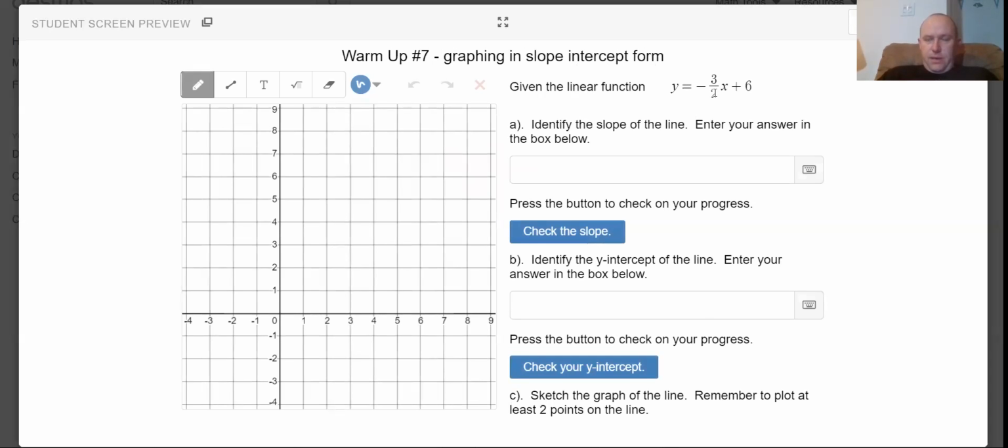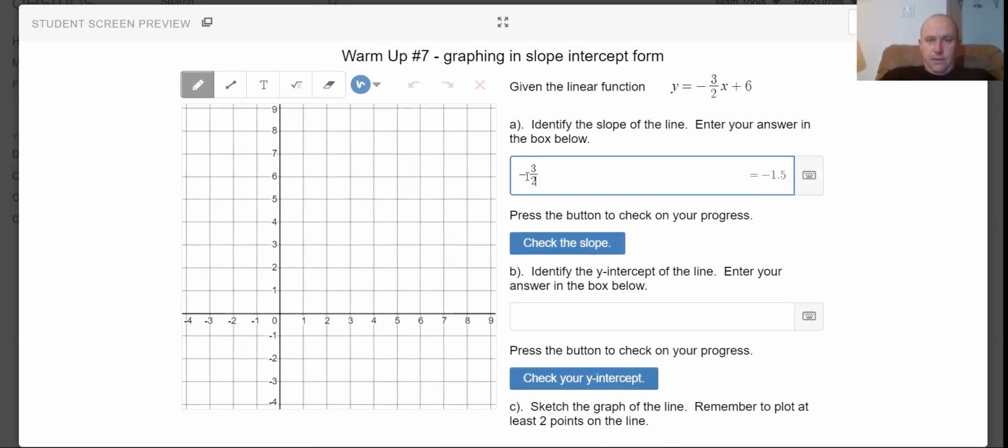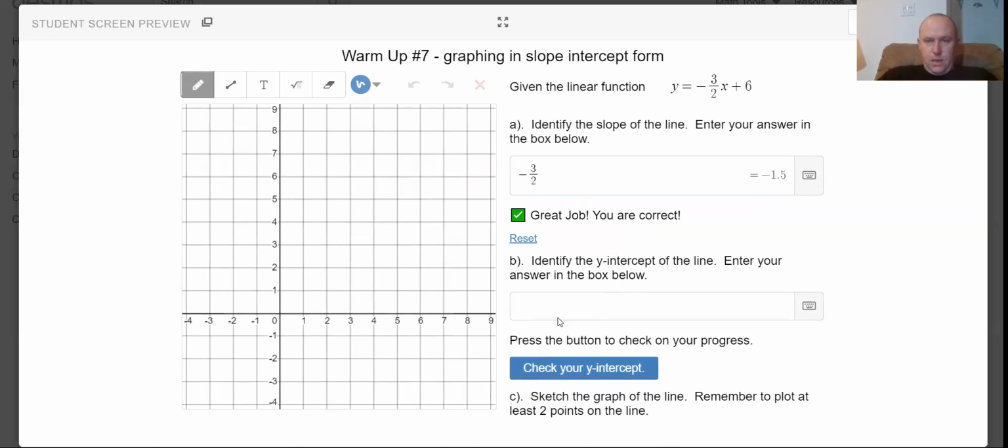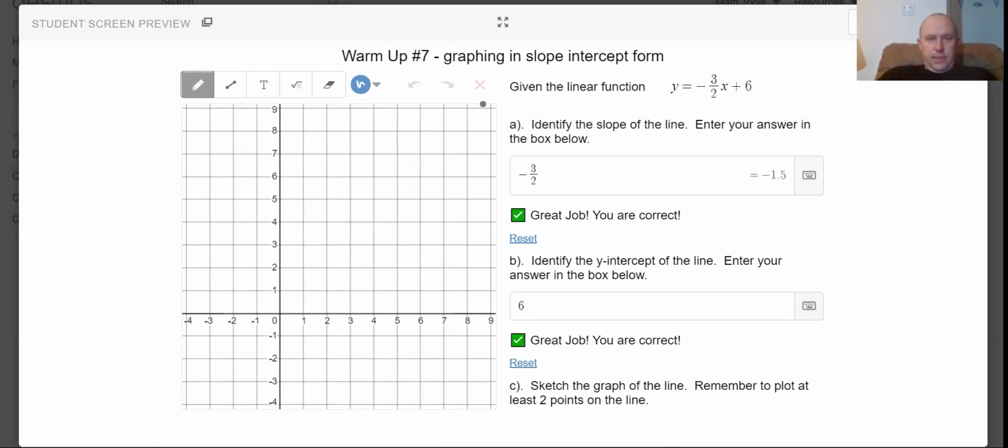A little bit on graphing here: y = -3/2x + 6. Identify the slope of the line. So that's the number in front of the x, so that'll just be -3/2. The y-intercept is +6, so I'm just going to put 6. And now we can actually plot this on here.